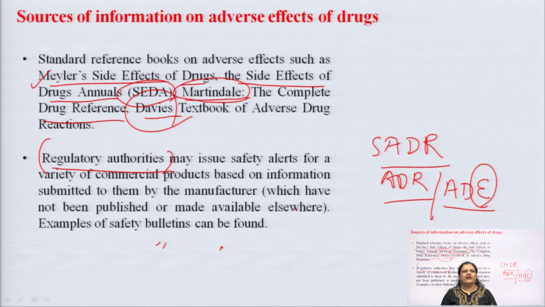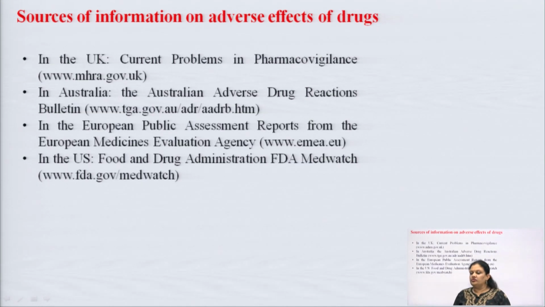Okay. So, examples of safety bulletins can also be found. Apart from these textbooks and resources, and the information provided by manufacturers and physicians about the adverse effects of any class of drug, there are several safety bulletins. Okay, links are also available, we will discuss them in our next few slides. Sources of information on ADR we are discussing.